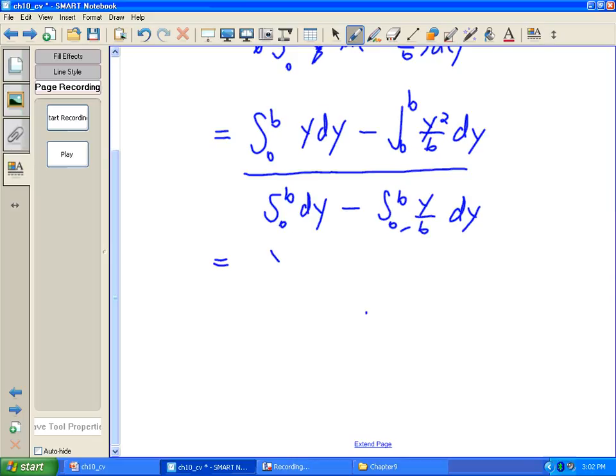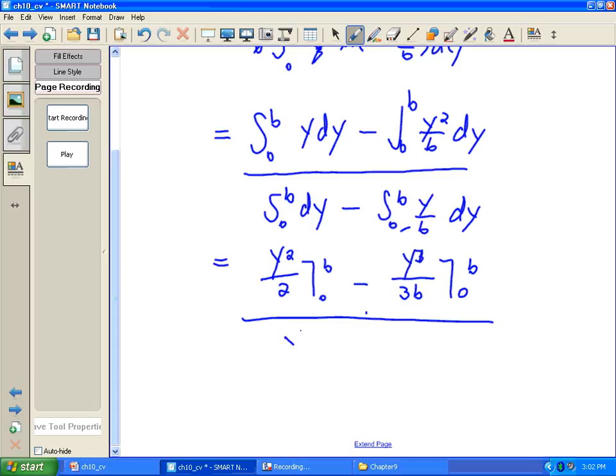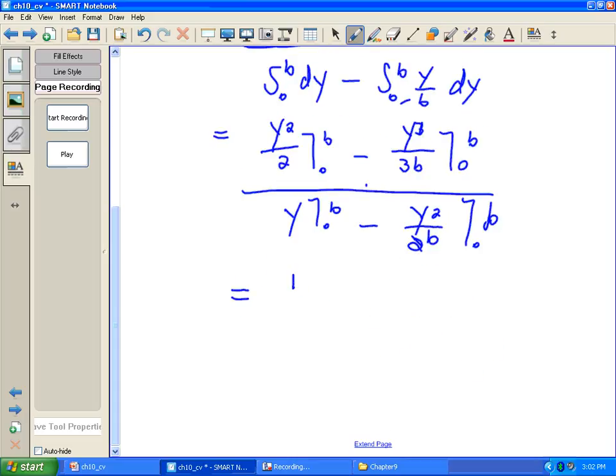y squared over 2 from 0 to b minus y cubed over 3b from 0 to b, divided by y from 0 to b minus y squared over 2b from 0 to b. Okay, substitute, we get b squared over 2 minus, we're going to end up with b cubed over 3b, so this will be b squared over 3, divided by b minus b squared over 2b gives us b over 2.